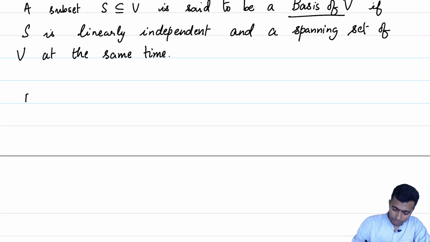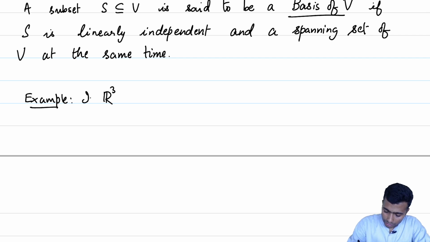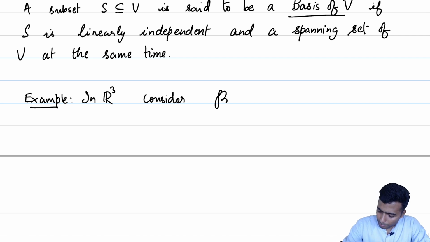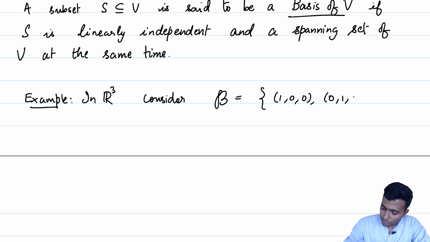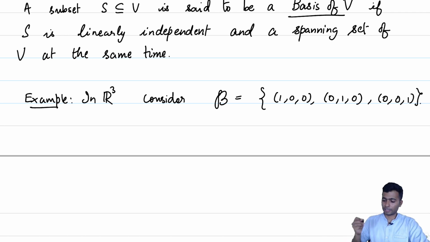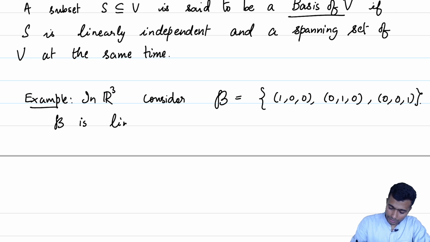The first example is probably R2 or R3. R2 will have a similar set. In R3, consider, let me not use the symbol S, let me use B, which is equal to (1,0,0), (0,1,0) and (0,0,1). It is quite straightforward to check that B is both linearly independent and a spanning set. Maybe I will just show that B is linearly independent.